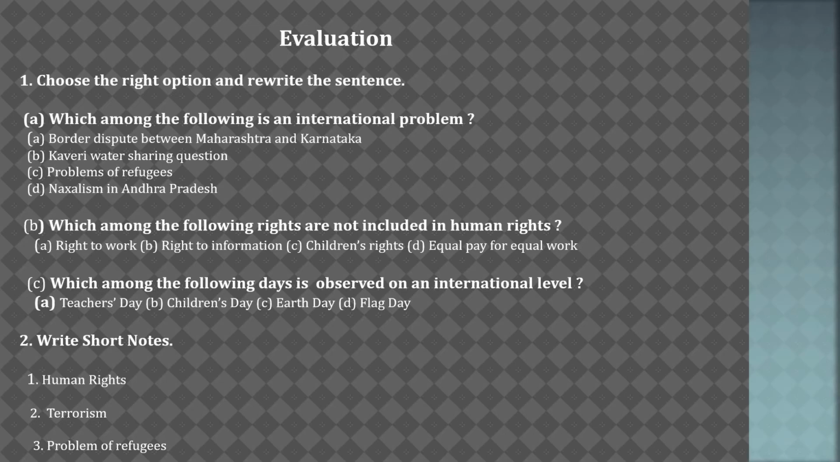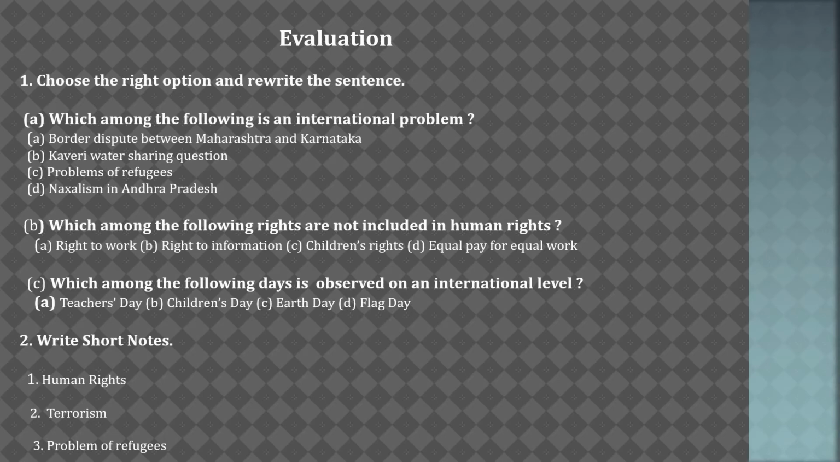Which among the following rights are not included in human rights? So the answer is option B, that is right to information. Third one, which among the following days is observed at the international level? So the answer for the question is option C, Earth Day. Now let's move to the next question, that is write short notes. First one, human rights. So as we all have studied, what is human rights.